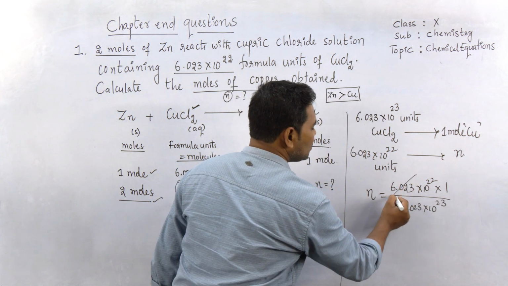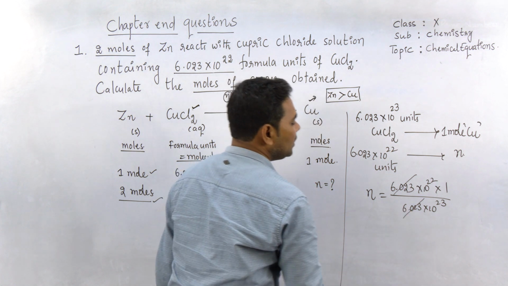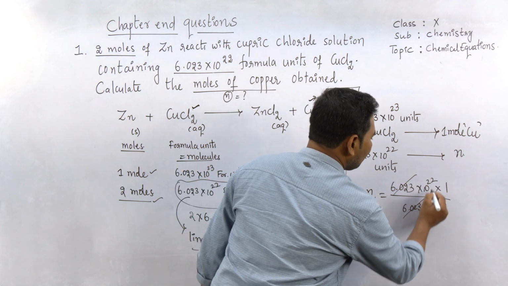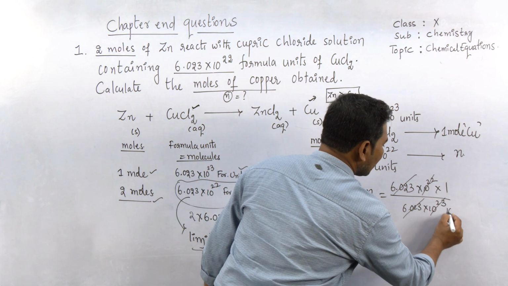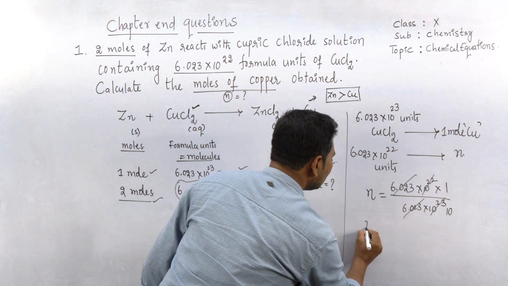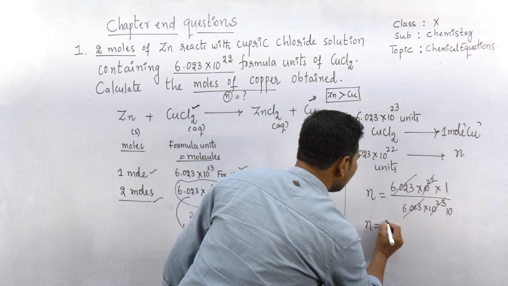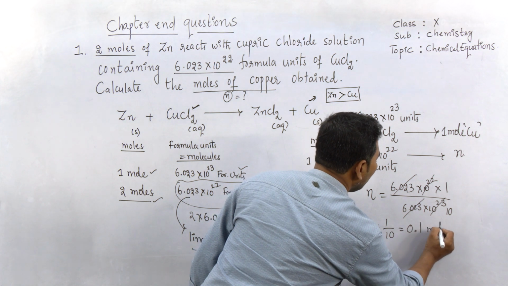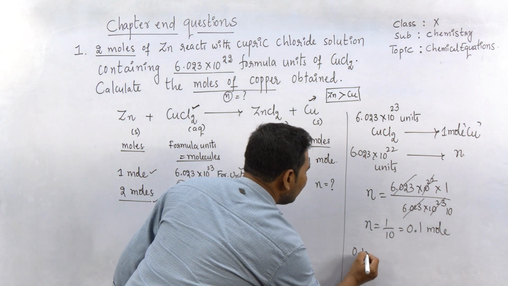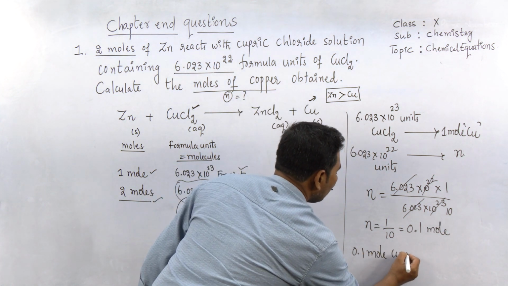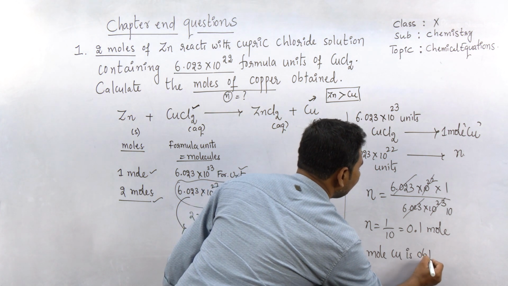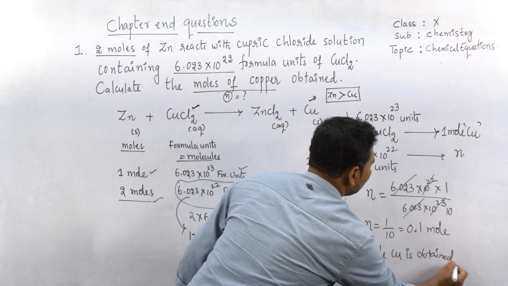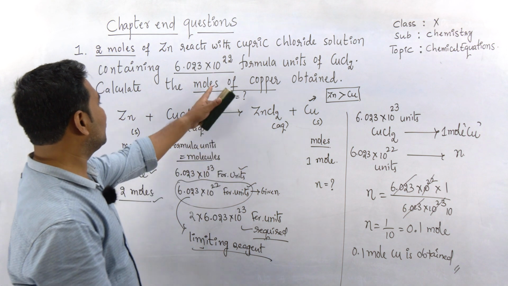So here 6.023 ones are 6.023, 10 to the power 22 and 10 to the power 22 get cancelled, 10 is remaining, right? What is left? 1 by 10 is left. 1 by 10 is nothing but 0.1 mole. So 0.1 mole copper is obtained. This is the answer for this question.